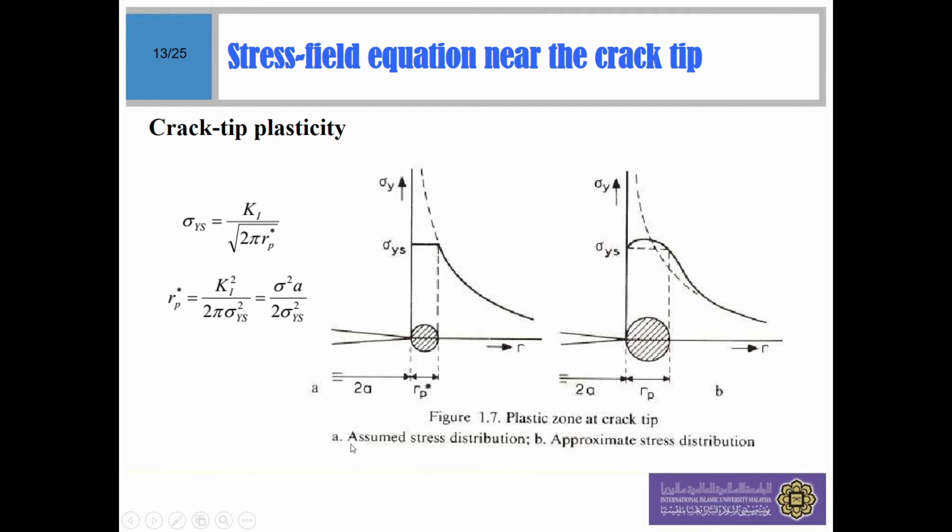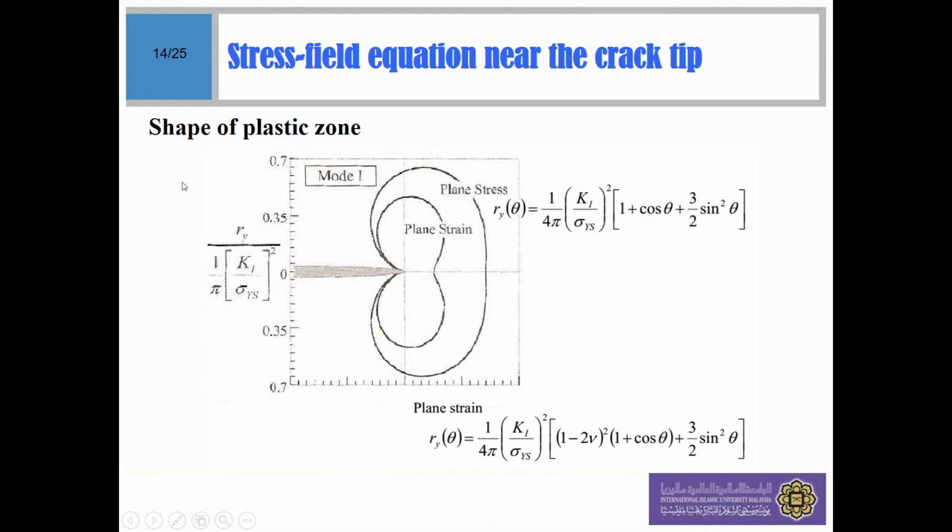Okay, in this situation A here, while this is B, the graph is assumed as the stress distribution, while B is approximate stress distribution. Okay, this is assumed stress distribution. Okay, the shape of the plastic zone.